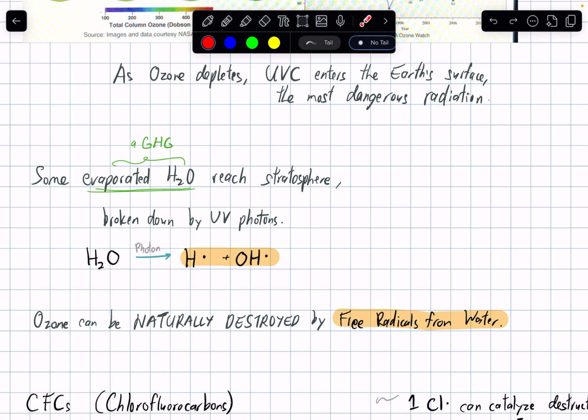Whether you believe it or not, evaporated water, or basically water vapor, when it reaches the stratosphere, is considered a greenhouse gas because it's broken down by UV photons. So water with exposure to UV photons produces free radicals. Also in the previous video, I showed you this. The dot is supposed to mean that something is a free radical. Free radicals are dangerous for the ozone.